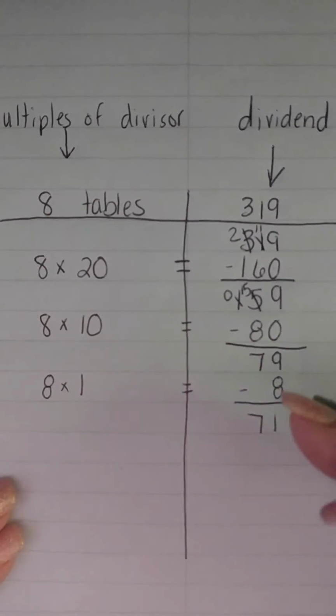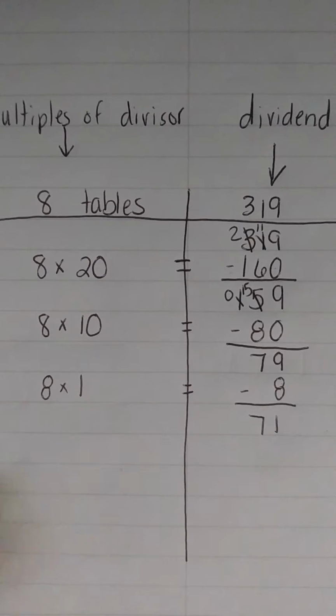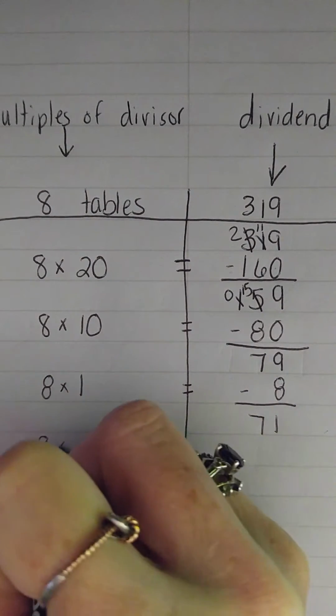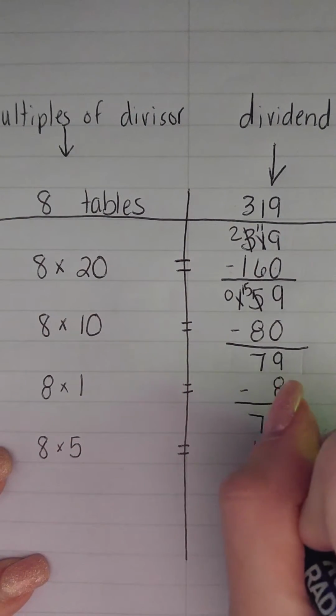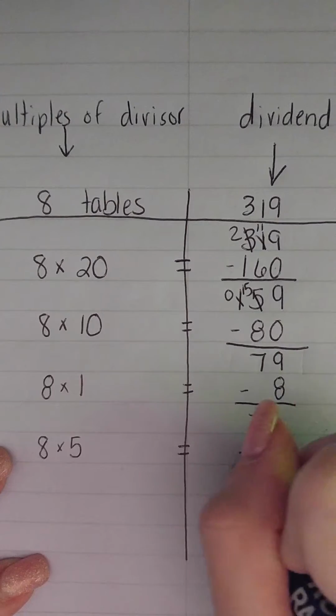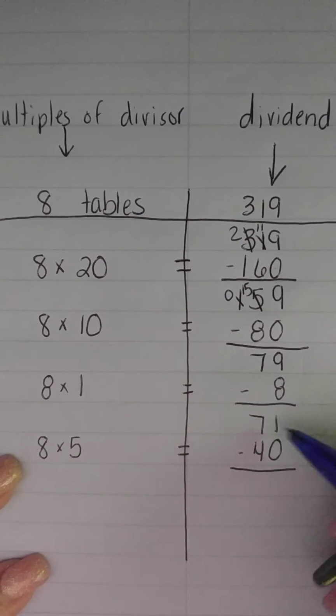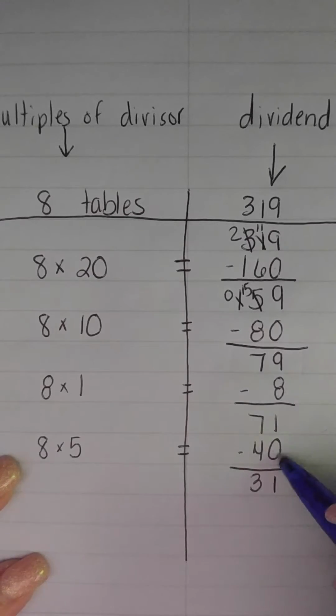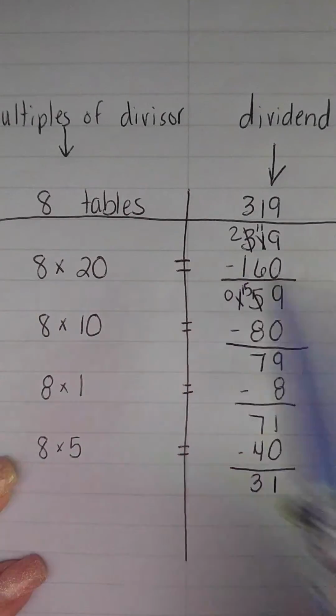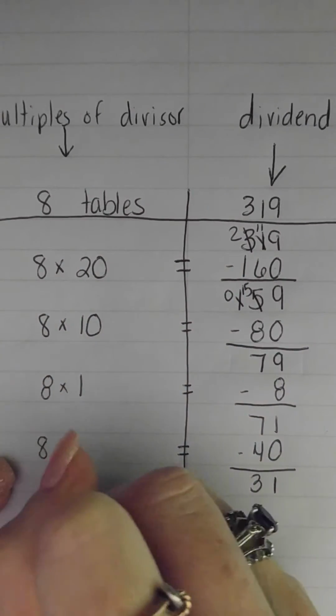I'm just going to show you one, and I could keep going until I got as close to 0 as possible. But I am going to do 8 times 5 because most kids know their 5's tables, or at least can count by 5 and can figure that out pretty quickly. And that's 40, so that's a 1, and that's 31. Can't take out another 40, but I do know that 8 times 2 is 16, so let me do that.